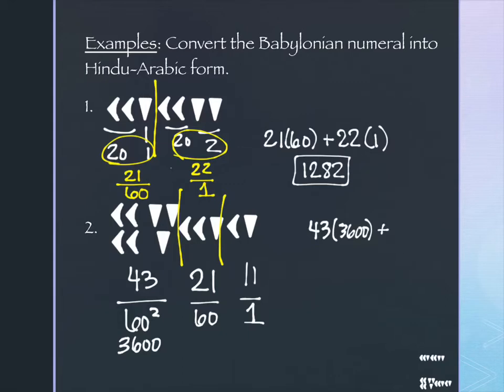plus 21 times 60, plus 11 times 1. And then it's a calculator exercise, right? Absolutely. So put those pieces into your calculator, add them together, all the things. What do you get? Yep, 156,071.